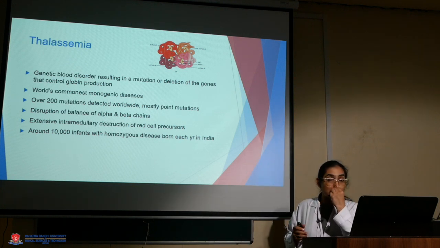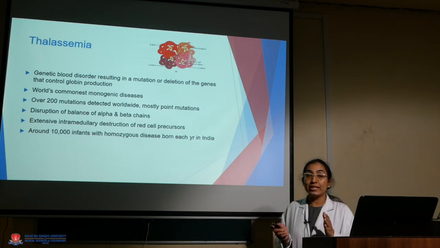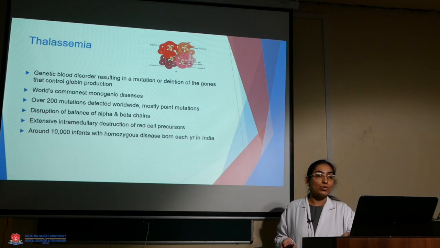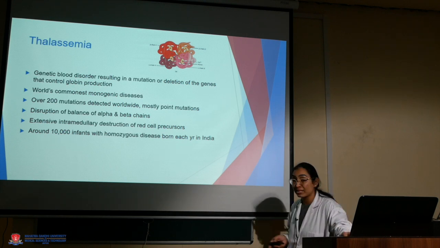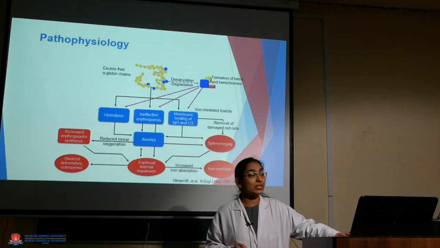There is extensive intramedullary destruction. So this line is important. You see extensive intramedullary destruction of RBCs. Around 10,000 infants with homozygous disease are born each year in India. So we have a very high prevalence of 3 to 17%.